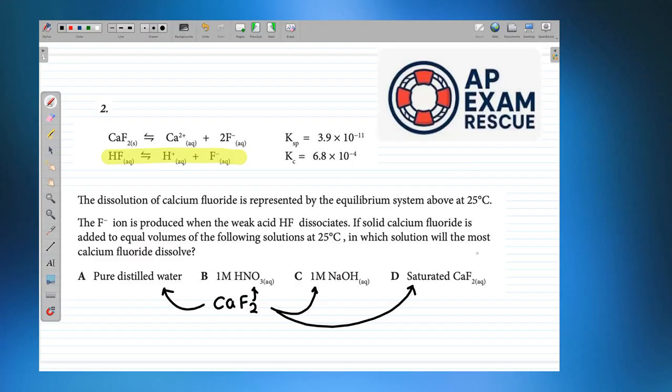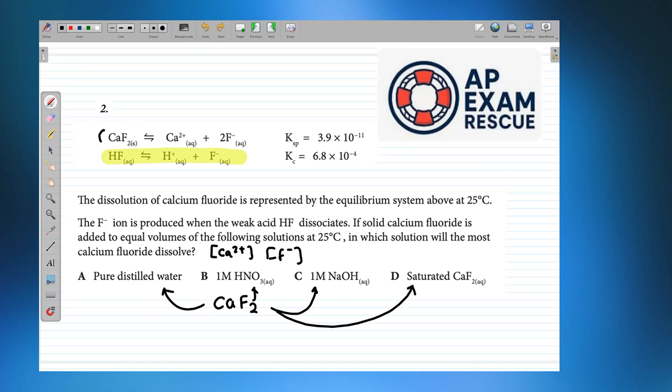Which one will have the highest dissolution? Which one will have the highest concentration of calcium and fluoride ions? Is this the one that I will add H plus to? Is this the one that I will add OH minus to? Or is this the one where I will just keep water, or where I will add extra calcium fluoride on top of it?